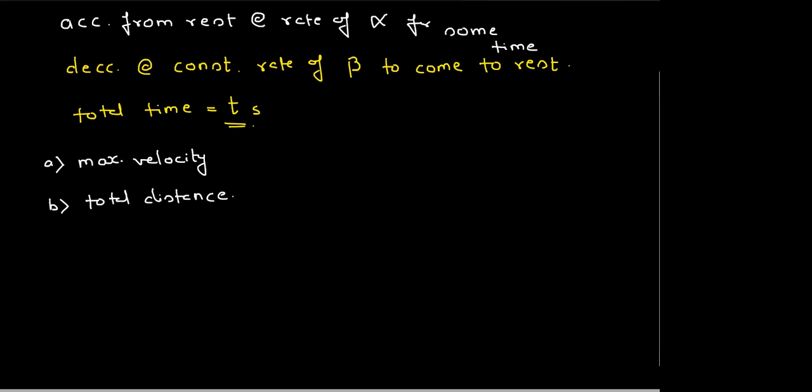What is the point of maximum velocity? Where will it be? First tell me that. Just before deceleration, where the acceleration has stopped. Acceleration will keep on increasing its velocity. As soon as acceleration is gone, velocity will be maximum there. You have to find that.